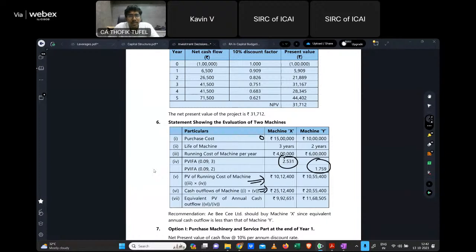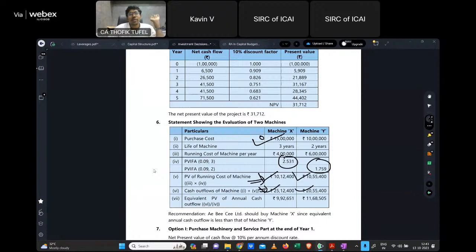15 is the 0th year, correct? So 15 lakhs plus 4 lakh into the present value annuity factor, which will come to 10 lakh 12,400. This will become 10 lakh 55,400. This is the present value of the running cost. If you add 15 lakh plus that, it will become 25 lakh 55,400. It is nothing but the 0th year one outflow is there, running cost is again one outflow. So the total cash outflow is 25 lakh 55.